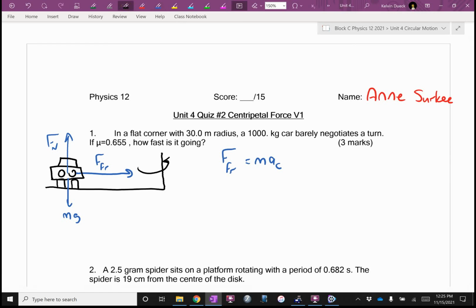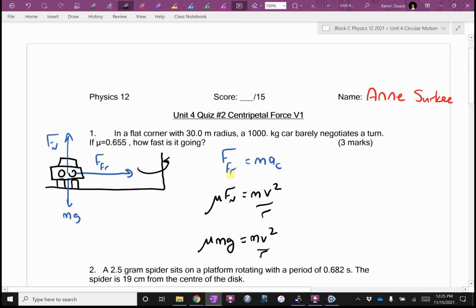Which version of MA am I going to use? I think I'm going to use the one with the V in it because they asked for how fast. Friction is mu times the normal force. I don't know the normal force. Oh, but look. I know the force of gravity is the same size as the normal force. I can go mu mg equals mv squared over r. Can little cars and big trucks go on this road? Why? Well, that's helpful.